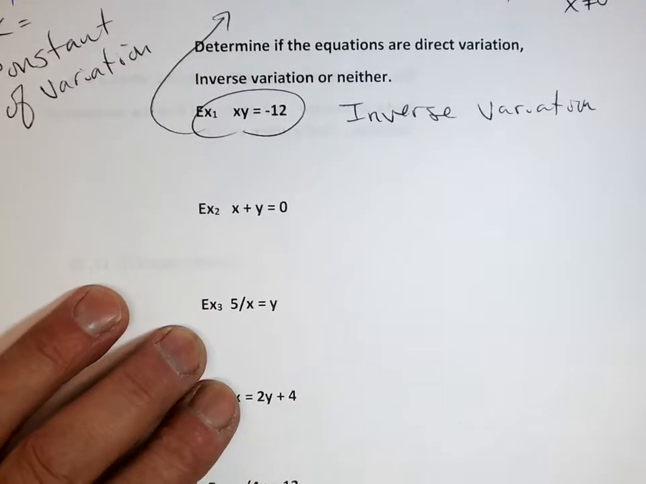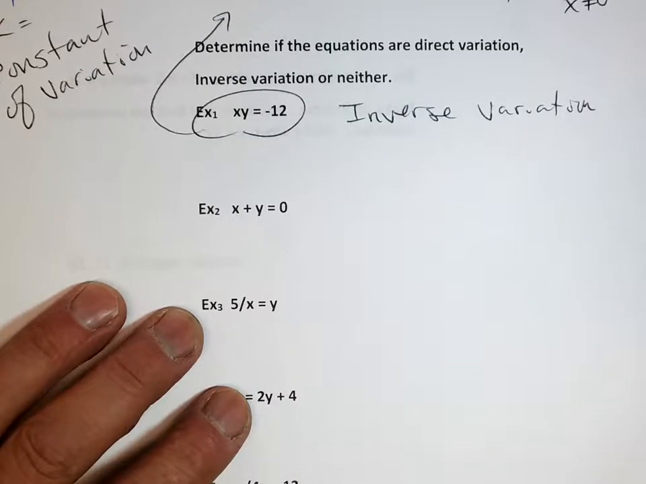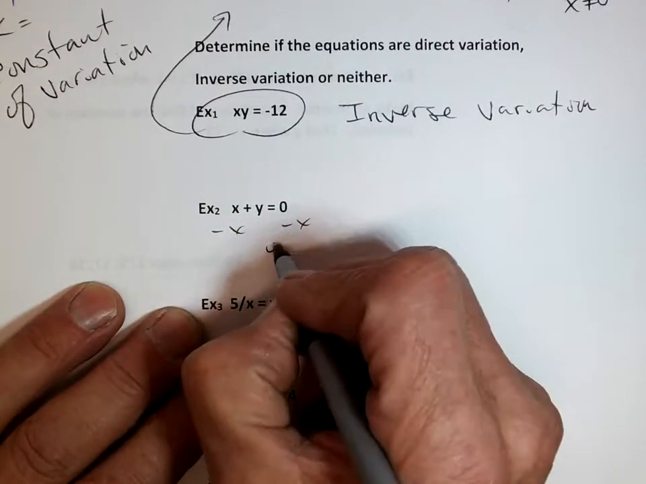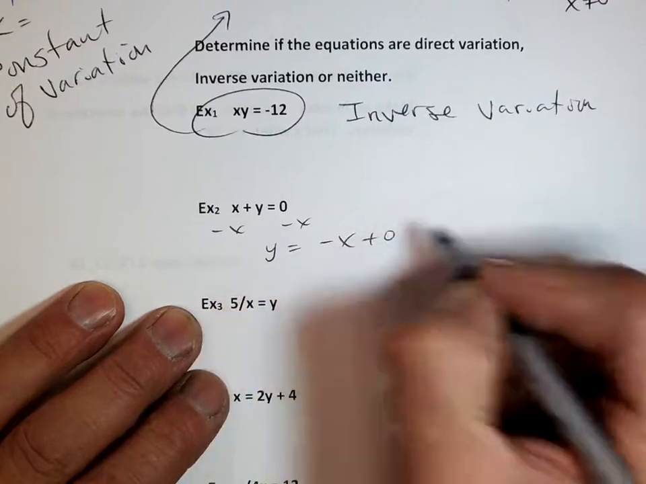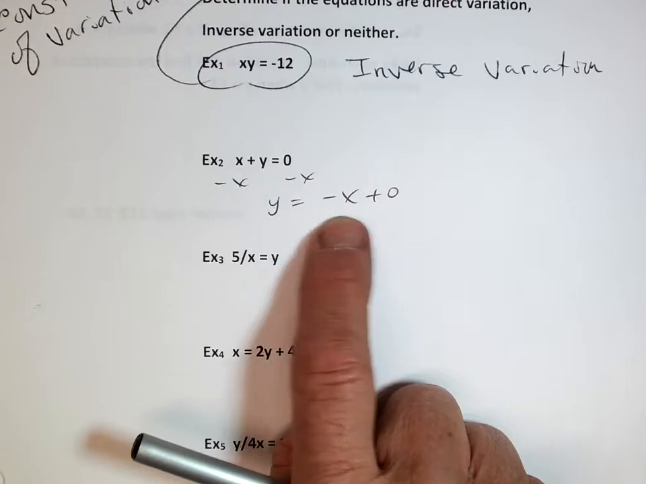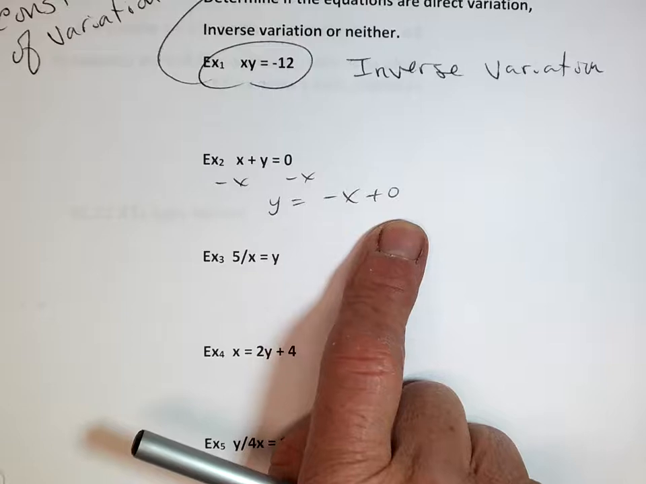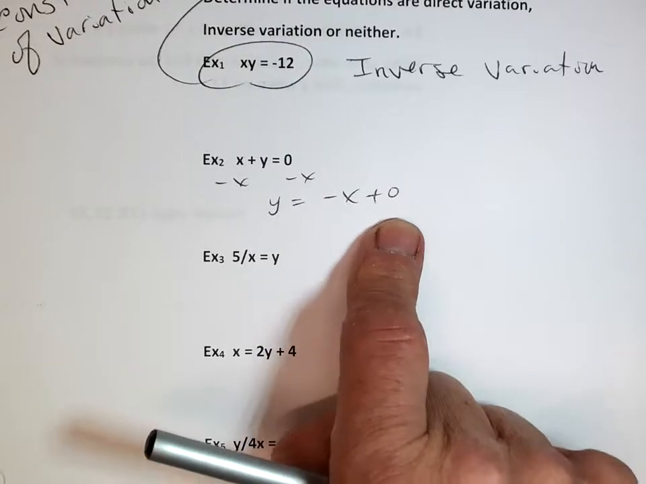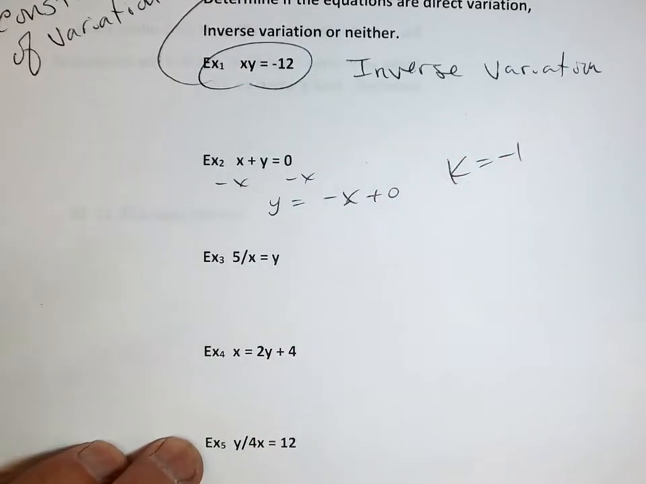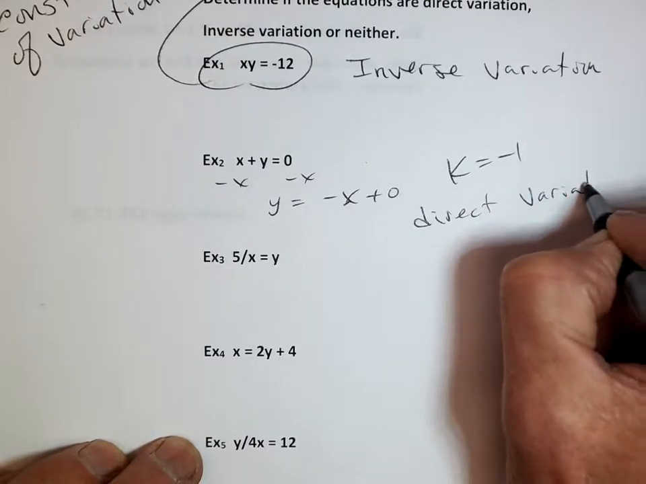How about example 2? Let's solve. So if I bring over the x, minus x, I get y equals negative x plus 0. Okay. What kind of graph would this be? It's straight, right? It goes through 0, but it can be negative, okay? So yes, this is going to be direct variation. And the slope is negative 1, or the k value is negative 1. Nice job, Lily. This one's direct variation. Pretty easy?